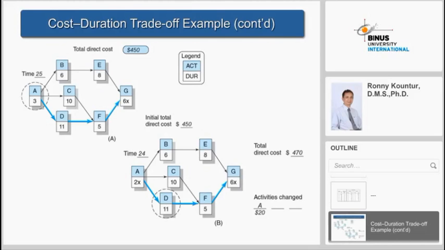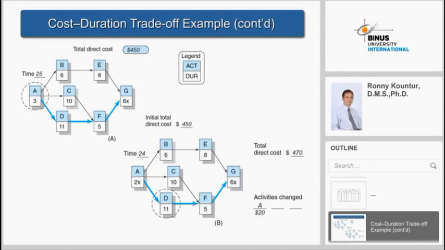If we reduce activity A by 1, then the time from 25 days will become 24 days. But the cost will increase from 450 by 20 because the slope is 20. So 450 will become 470. And you notice in the second picture, the A will become 2, the time becomes 24, and the total cost becomes 470.